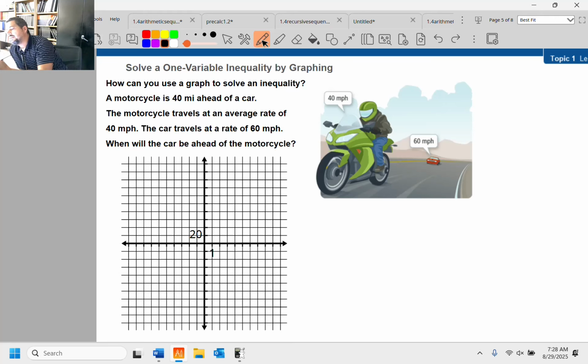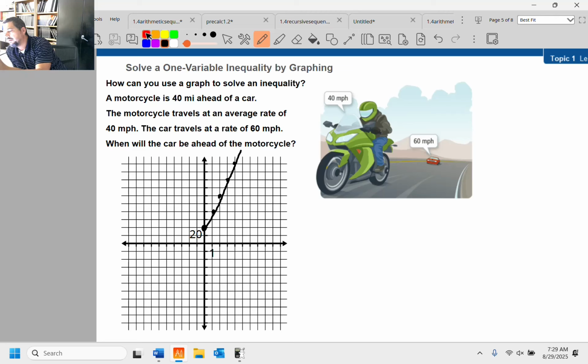All right, so let's see here. A motorcycle's got a head start. Notice I've got these gridded by 20. The motorcycle starts at 40. And down here is just 1 for hours. And the motorcycle is going 40 miles per hour. So, in 1 hour, it's going to go up to and over 1 because each tick mark is 20 miles. Up 2 and over 1, up 2 and over 1, up 2 and over 1. And that's the motorcycle's graph.